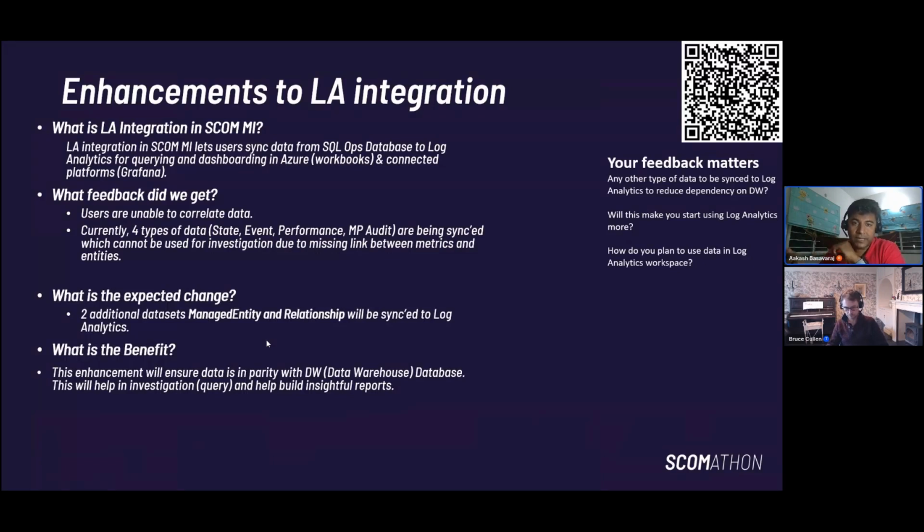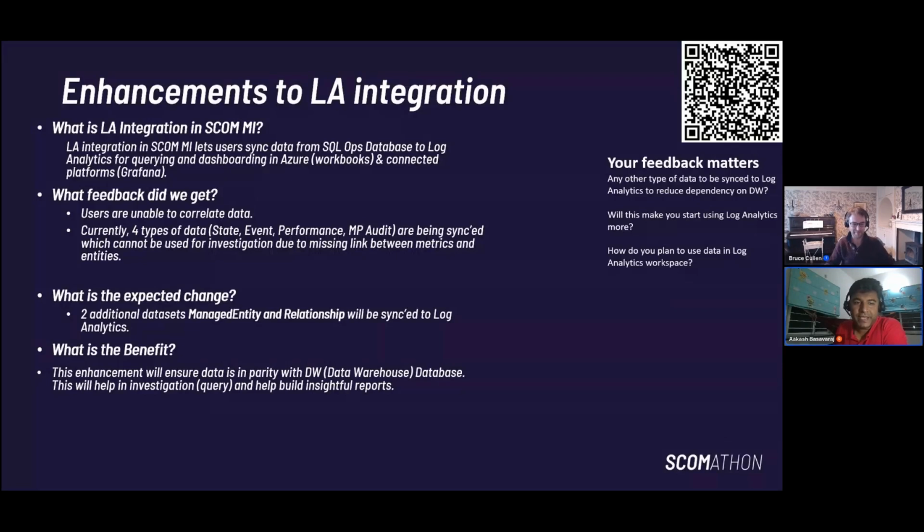Nothing but we are tying the relation, we are bringing the links together. As I was talking about in the example, the C drive of a machine, I'll be able to group all the alerts or all the data around that machine, which is the entity, right? So the benefit of adding this managed entity and relationship is we can try to do away with the data warehouse and use Log Analytics for your retention, for your backup, and for all reporting purposes, right?